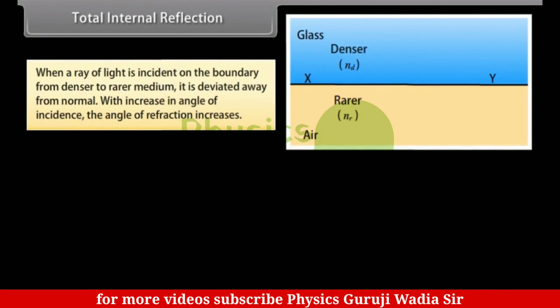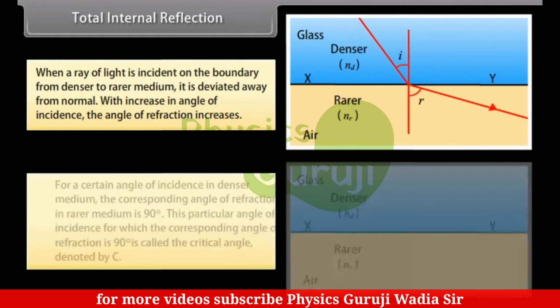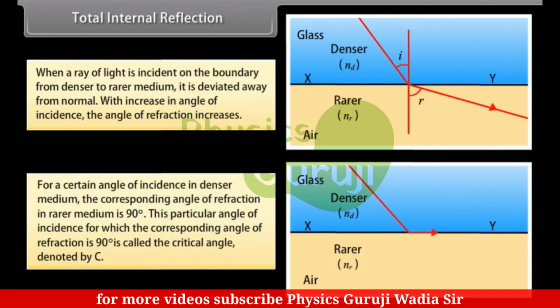Total internal reflection. When a ray of light is incident on the boundary from denser to rarer medium, it is deviated away from the normal. With increase in the angle of incidence, the angle of refraction increases. For a certain angle of incidence in denser medium, the corresponding angle of refraction in rarer medium is 90 degrees. This particular angle of incidence, for which the corresponding angle of refraction is 90 degrees, is called the critical angle, denoted by C.